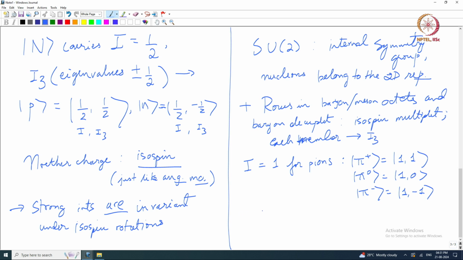For the lambda baryon, it turns out there is no isospin, okay, it is an isospin singlet, and so I would just write 0 comma 0. So, you can go look this up again in the baryon decuplet, sorry, the baryon octet, okay.